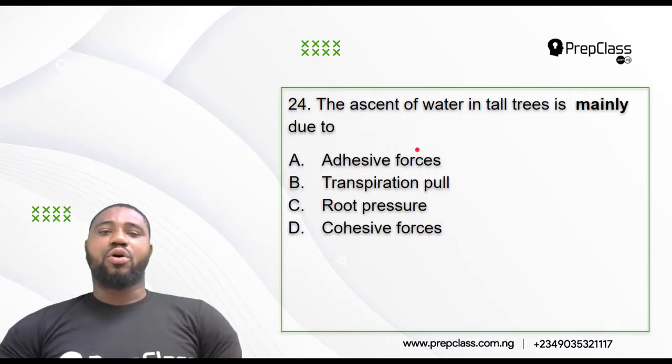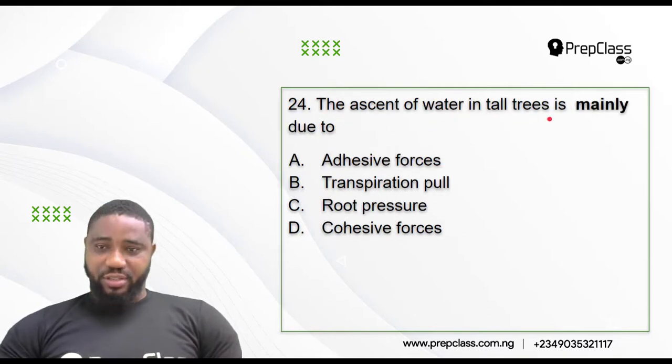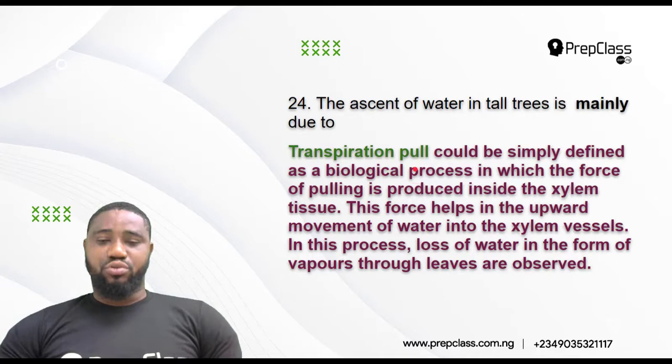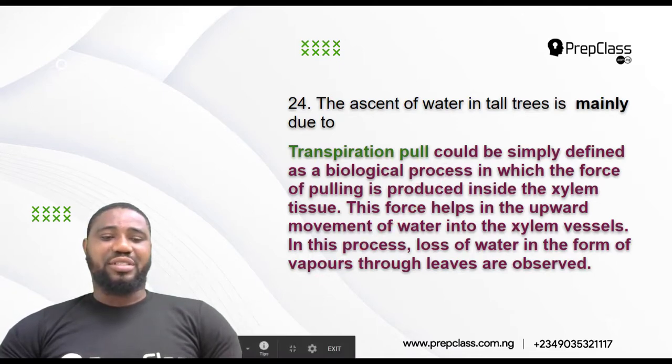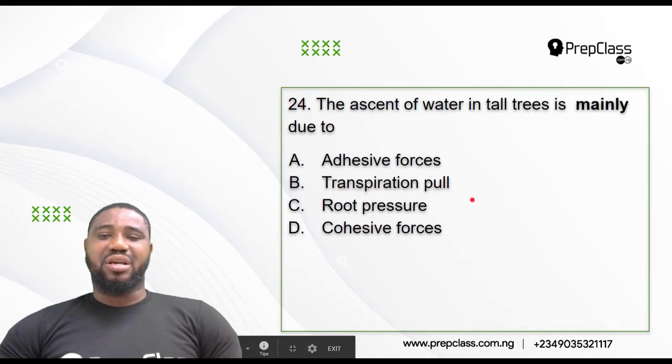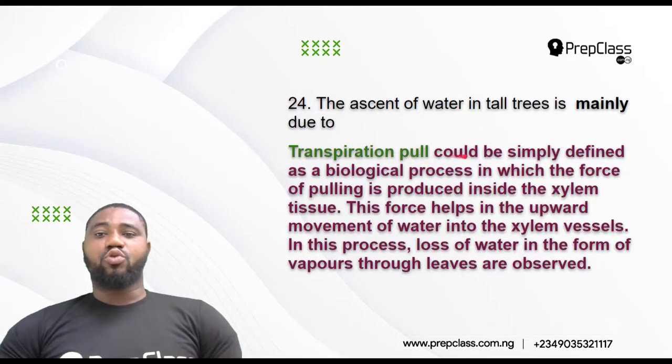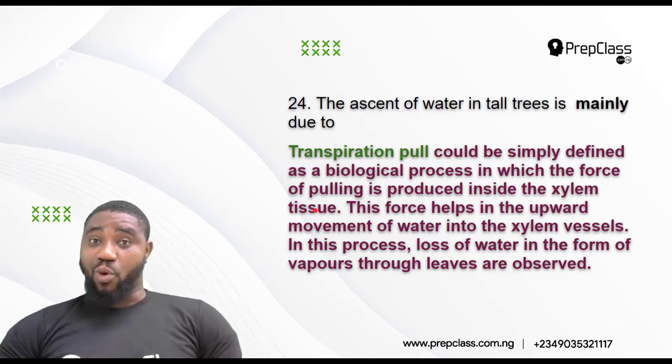Okay. 24. The ascent of water in tall trees is mainly due to, is it adhesive force? Is it transpiration pull? I believe you've seen the answer. Is it root pressure? Is it cohesive forces? Now, I said that transpiration pull, because I don't want to start wasting our time defining all this. There's no need. Transpiration pull could be simply defined as the biological process in which the force of pulling is produced inside the xylem tissue. Beware that the xylem is the tissue for conducting water in plants, conducting water from the roots to the leaves.